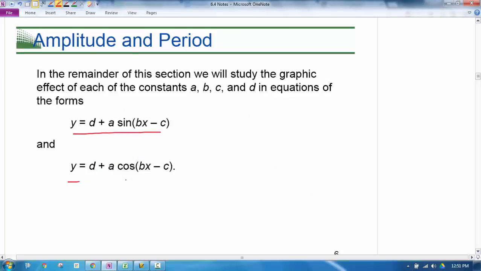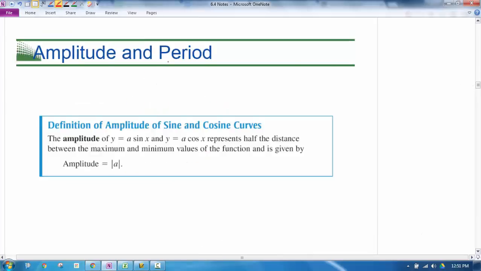Okay, we're going to put these in standard form like this. I usually write D behind here. But basically, what A is going to do would be the vertical stretch, which is going to be the amplitude. B is going to affect the period, as we'll find out. C is going to affect the phase shift, and D is going to affect the vertical shift. Just to give you an idea of what amplitude is, half the distance between the maximum and minimum values. So for sine, for example, the amplitude is this distance right here, A.